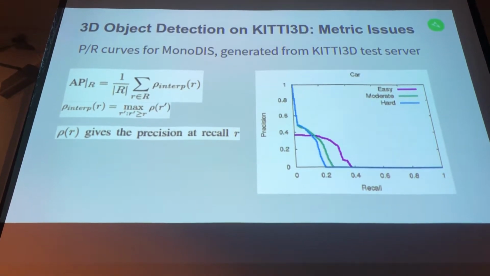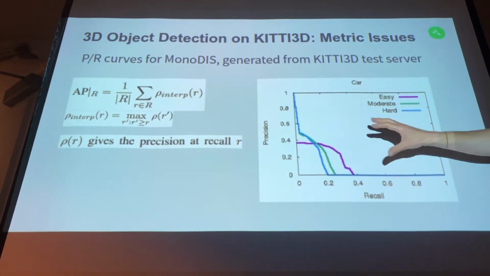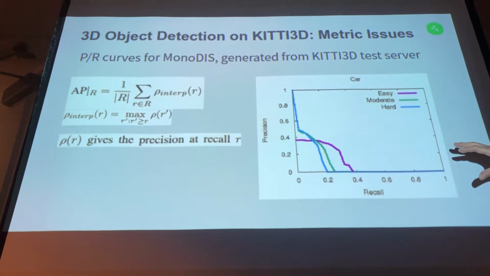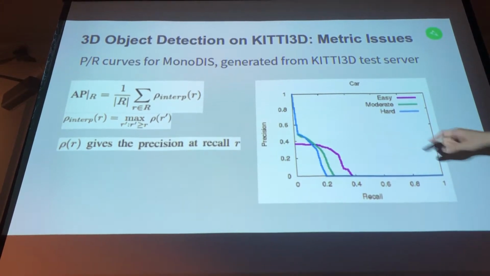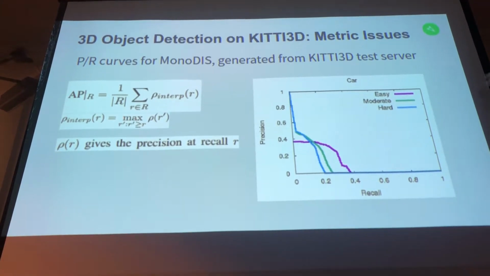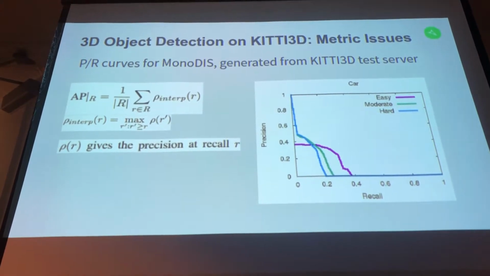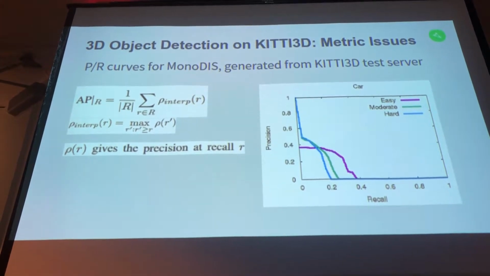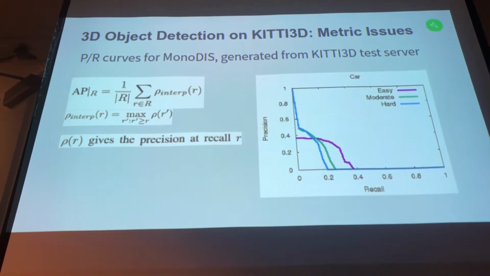KITTI 3D. From the competing methods that you've seen before on the leaderboard, in this comparison of results, that's how a PR curve, a precision recall curve, very often looks like. So we all agree it should be somewhere here and there. The reality looks like this. Okay, let me try to break this down.